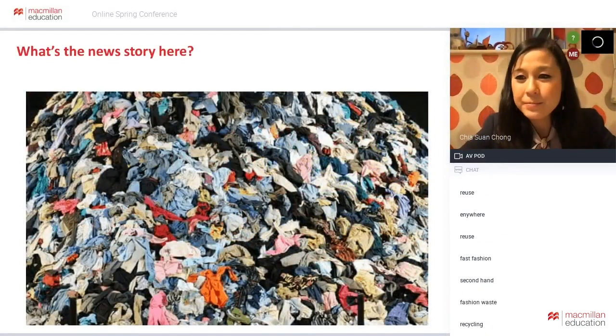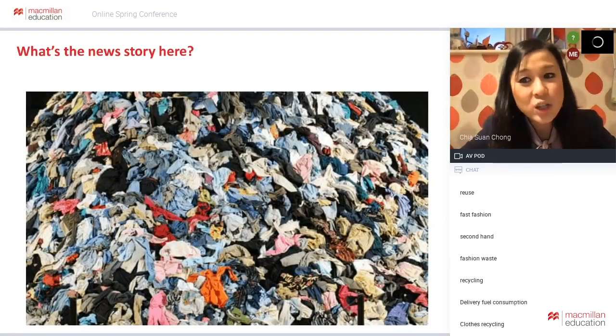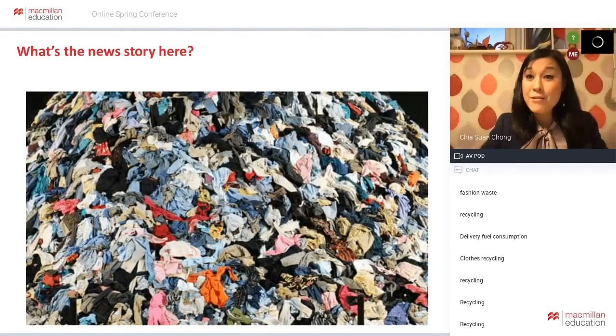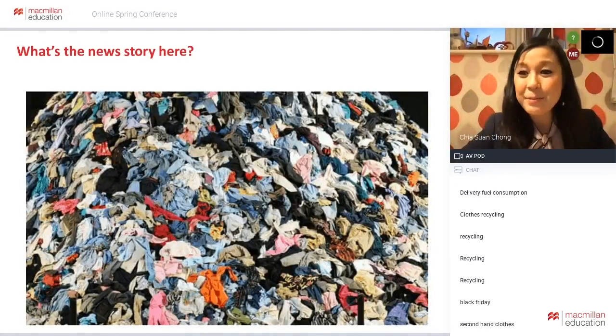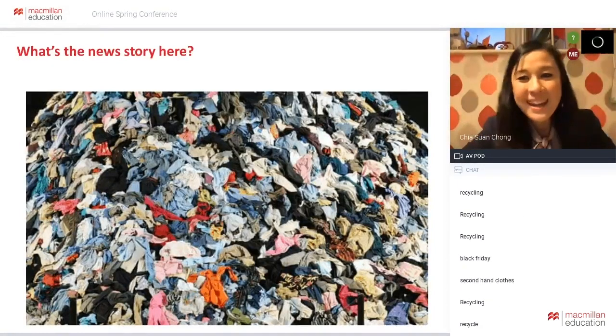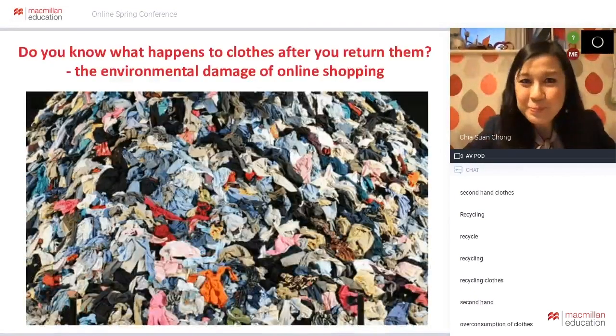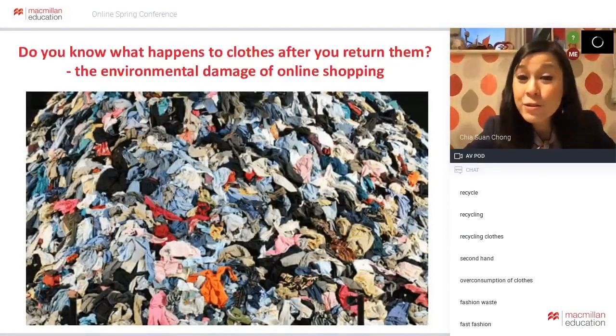What's the news story here? Nice one, Pauline. Fast fashion waste. So this is definitely an environmental story going on here. Black Friday, nice one. Recycling. I'll tell you what this story is about. The headline is, do you know what happens to clothes after you return them?